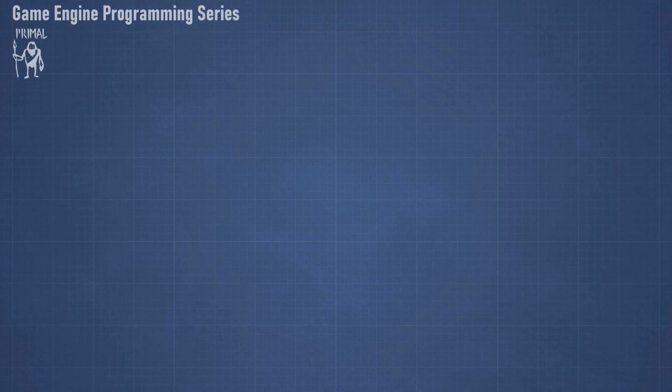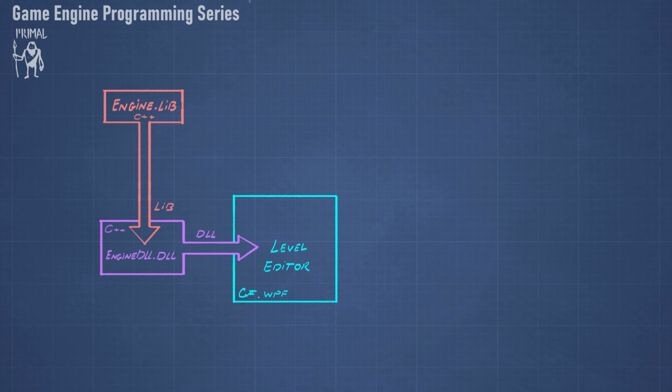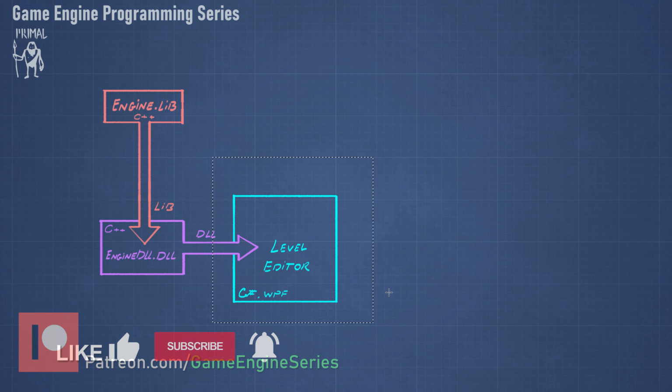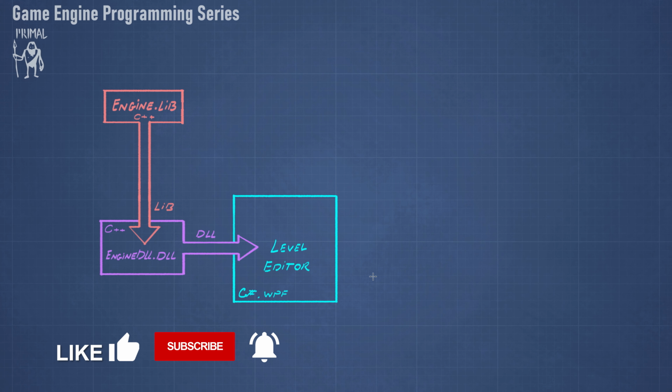Hello everyone and welcome to the Game Engine programming series where we write a game engine from scratch. In this series, up until the last video, we spent time to set up this system, which consists of the game engine static library, which is written in C++, and the level editor, which is written in C#.NET Core framework using WPF. And because we are using two different frameworks, we needed an engine DLL that exposes functionality from the engine static library to the level editor, and that way we can load this DLL in the level editor and interact with the game engine.